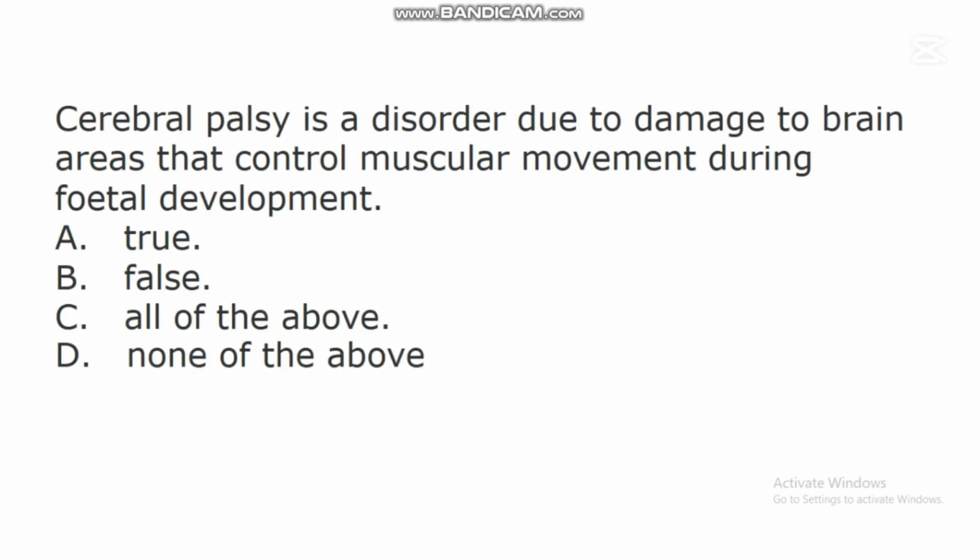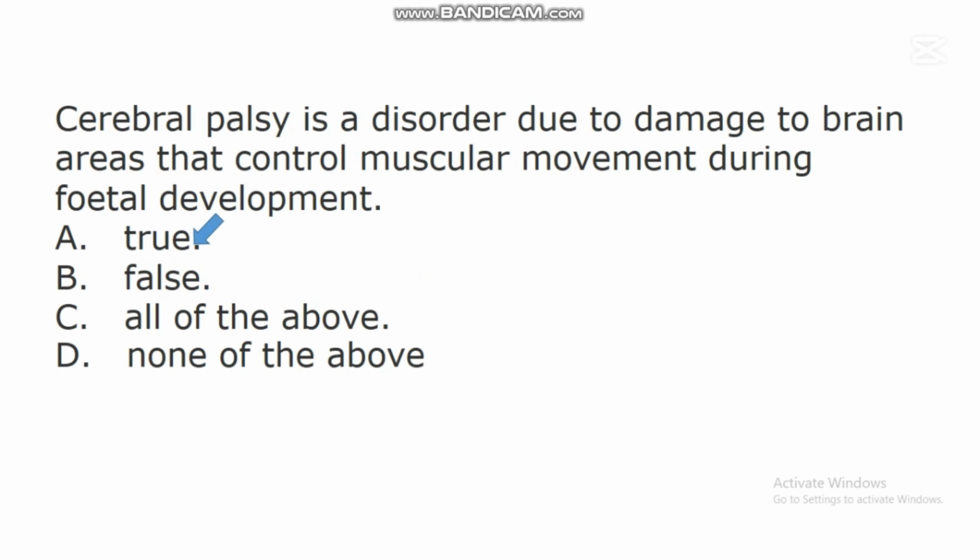The next question says, cerebral palsy is a disorder due to damage to brain areas that control muscular movement during foetal development. A. True. B. False. C. All of the above. D. None of the above. In this question, the correct answer is A. True. There is what we call cerebral palsy.